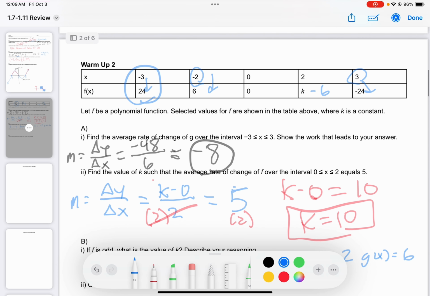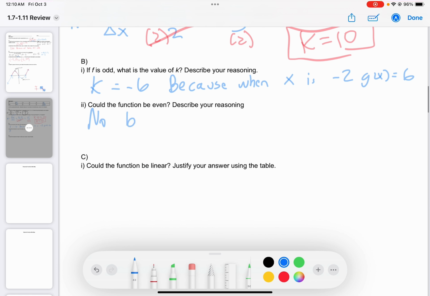Describe your reasoning. Well, no, it can't be even, because if it was even, then this -3 resulting in a +24, even would be the same. This would also be a +24, but it's not a +24, it's a -24. So it must be odd. No, because -3 and 3 have different outputs. They'd have to have the same outputs for an even function, but they don't. They have opposite outputs. All right, could the function be linear?